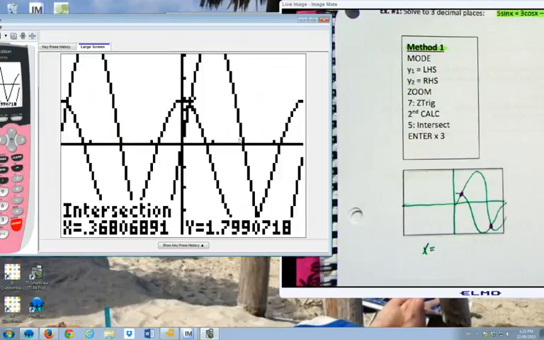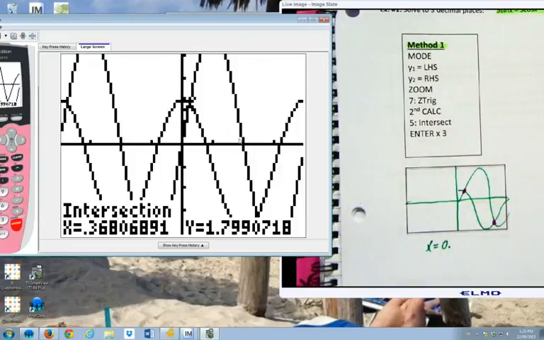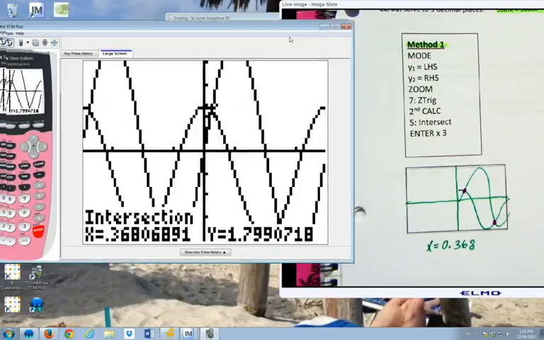And there's usually rounding instructions in the question. So look back at the question. What does it say about the rounding? 3 decimal places, so we're going to round this first x value to 0.368. I don't care about y. I'll care about him later. I don't care about him right now. But I still need to find the second intersection point that's down here.